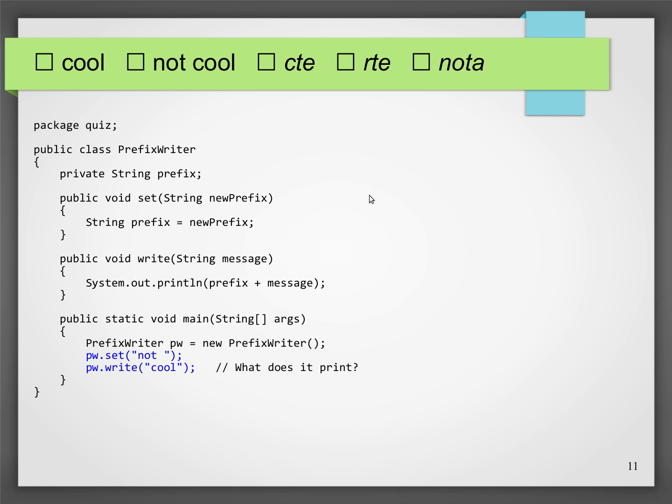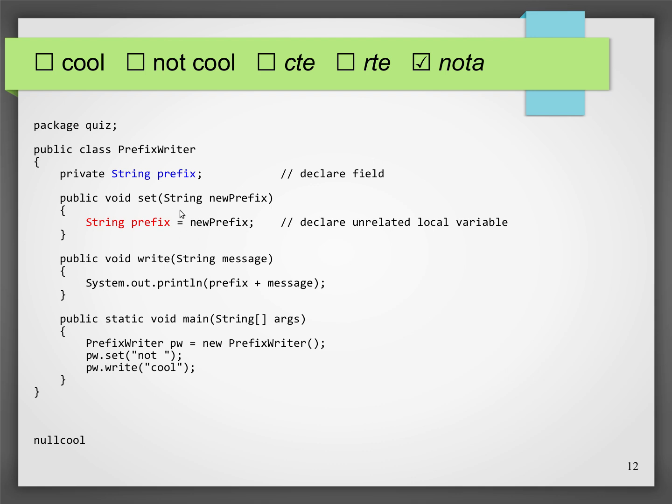Okay, so let's look at the answer. The answer is null cool. This is very interesting. So here we declare a field. String is a reference type, so we initialize prefix with null, or Java does this. Null is the default value for string variables because string is a reference type. And this setter declares a local variable of the same type and with the same name. So this variable shadows this variable.